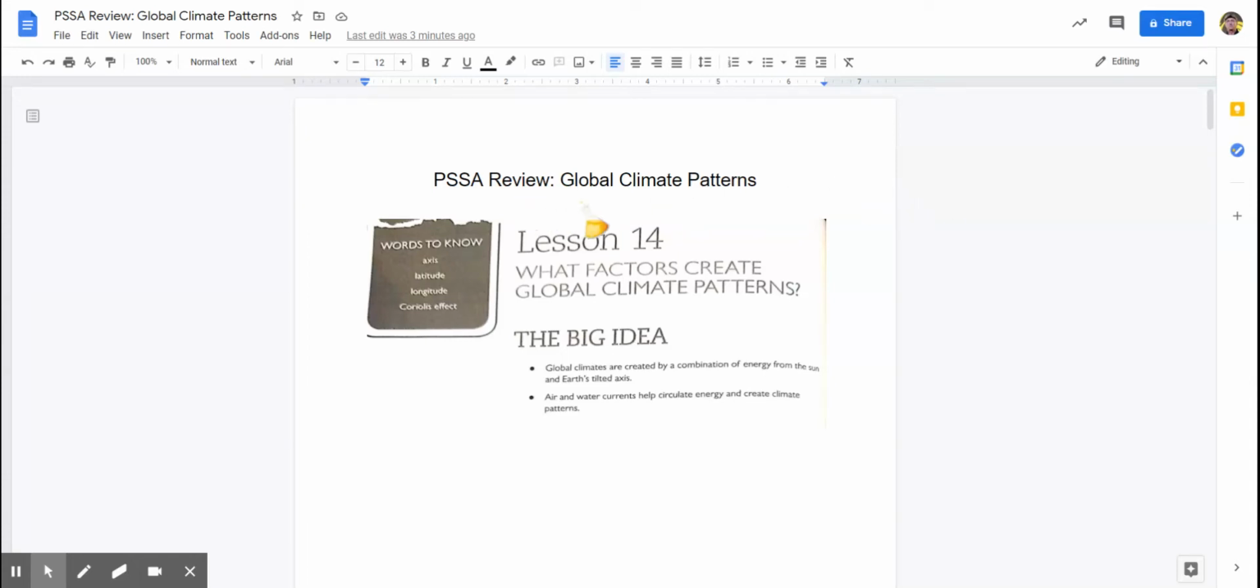This is PSSA review for global climate patterns. Here's some words to know that would be useful: axis, latitude, longitude, Coriolis effect. If you don't know them right now, they will be mentioned in the text for today.